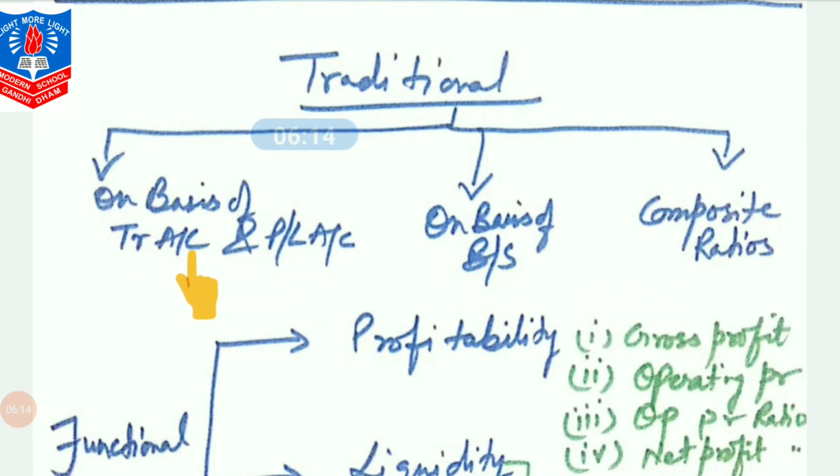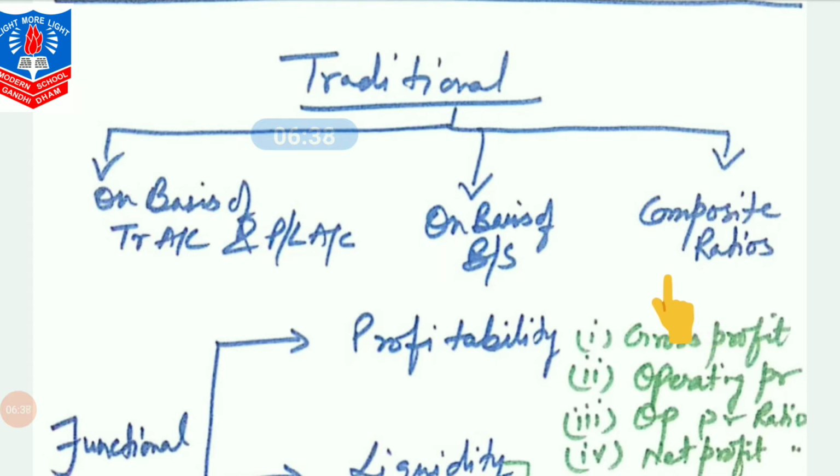So which category is this? On the basis of trading and P&L. Then only balance sheet: debt equity, when we find the ratio of debt upon equity, both debt and equity are available in the balance sheet. Composite, which uses information from both, like debtors turnover, where you want debtors information and sales information both.